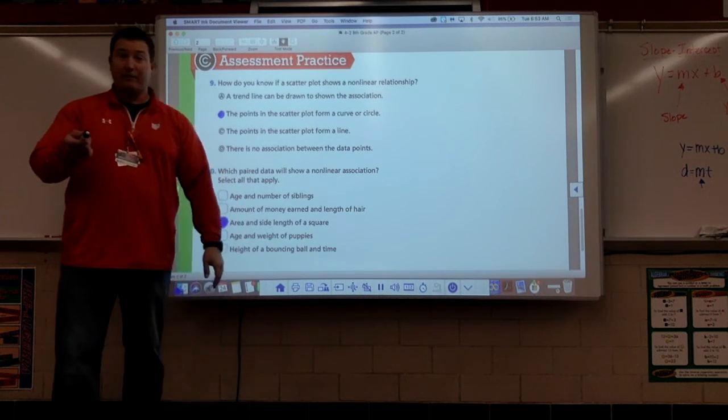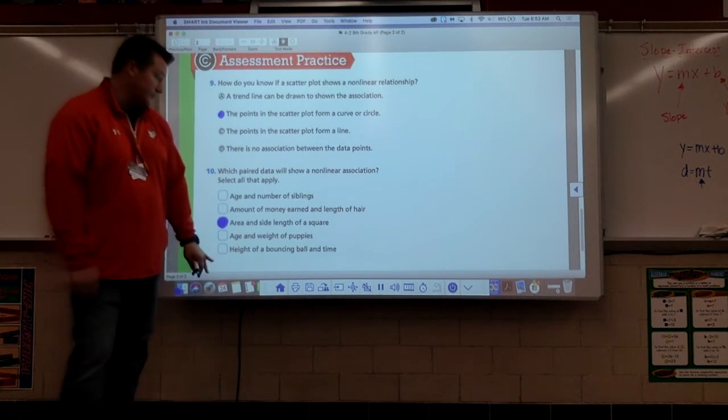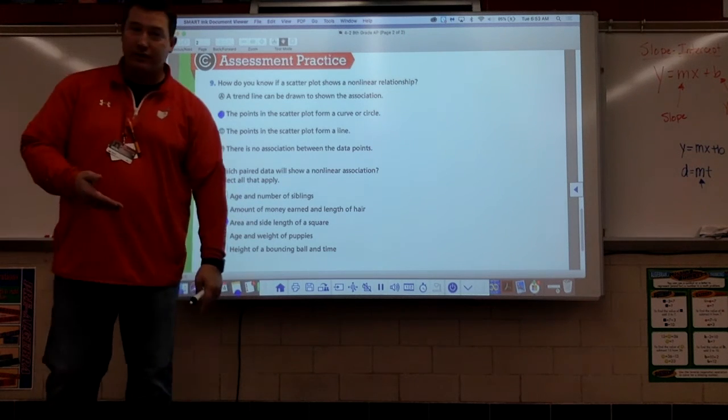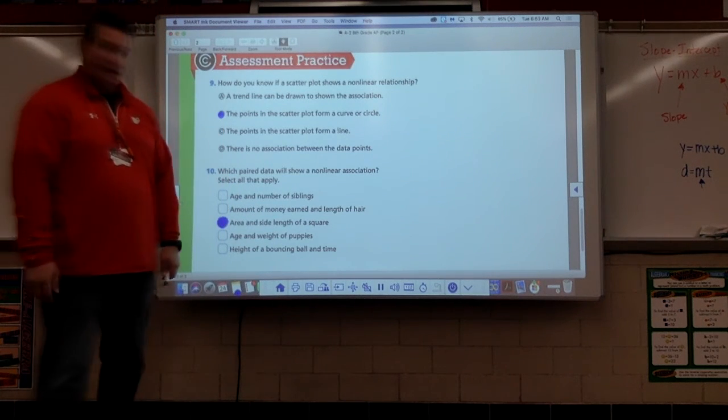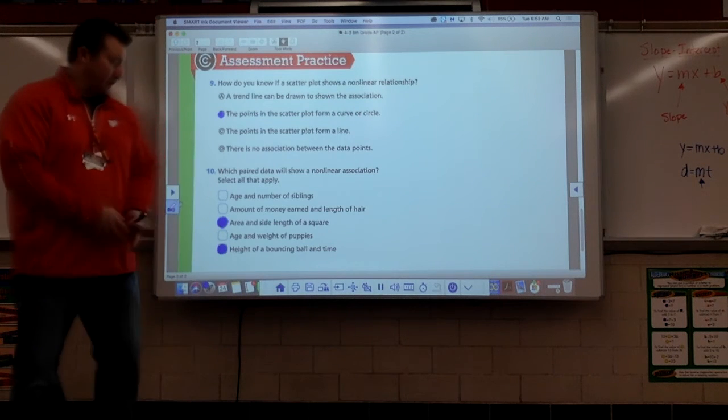Age and weight of puppies. We all love puppies, but that one's not going to be a nonlinear association. It's telling me to select all that apply. So if I've made it this far and I've only picked one, do we even need to read the last one? Yes, we do, but we could absolutely say with 100% certainty we're going to pick it.